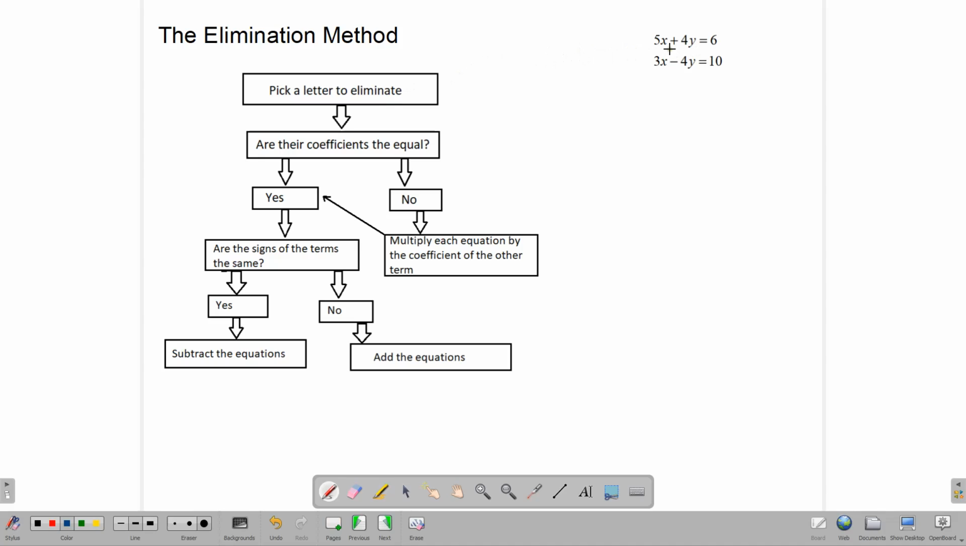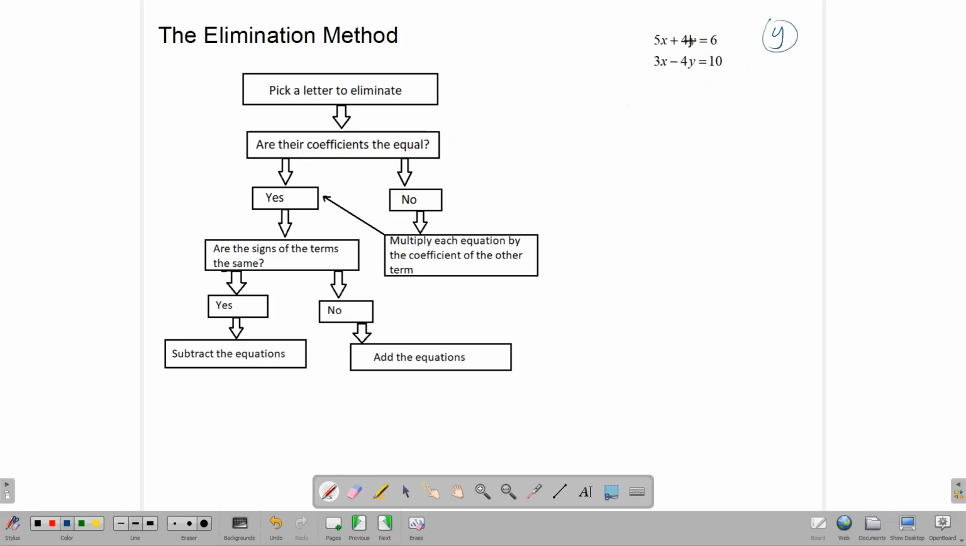If we choose to eliminate the y, then we must look at the coefficients for the y. In this case, we see the numbers are 4 and 4. If we choose to eliminate the x, then the coefficients are 5 and 3. So, are the coefficients equal? Let us eliminate the y.